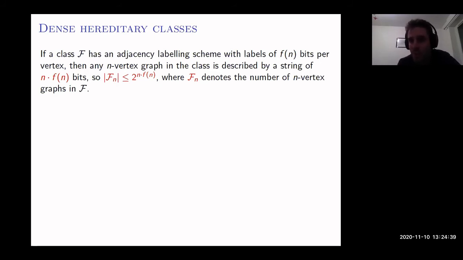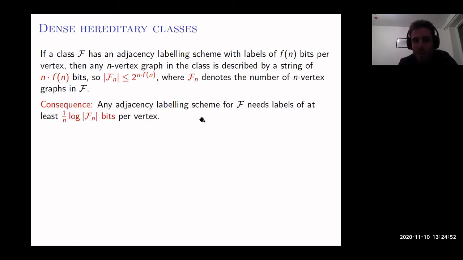So you can't have too many graphs on n vertices. You have at most 2 to the n times f of n. So it means that a graph family with an adjacency labeling scheme cannot have too many graphs. And if you put it the other way around, every adjacency labeling scheme needs at least 1 over n times log of the number of graphs in the family.